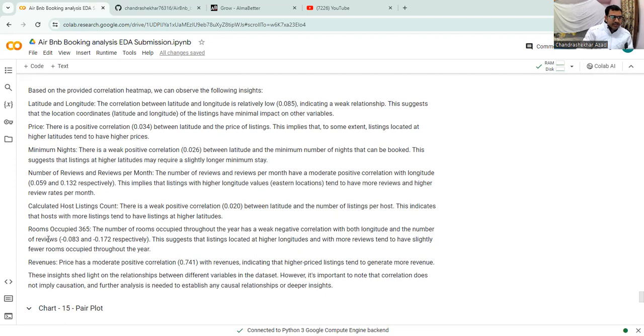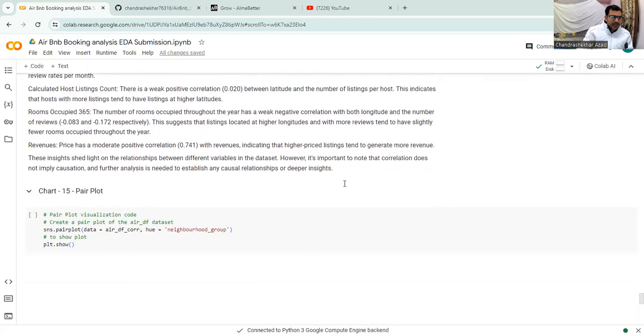Next is rooms occupied. The number of rooms occupied throughout the year has a weak negative correlation with the longitude and number of reviews. This suggests that listings located at the higher longitude with more reviews tend to have slightly fewer rooms occupied throughout the year.